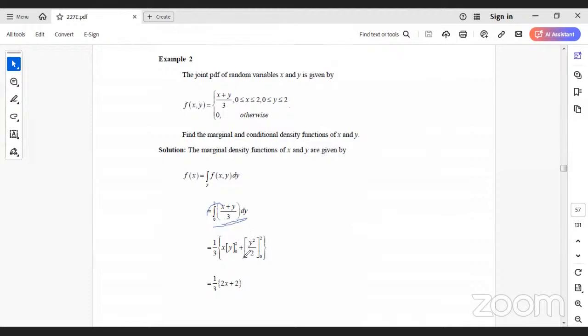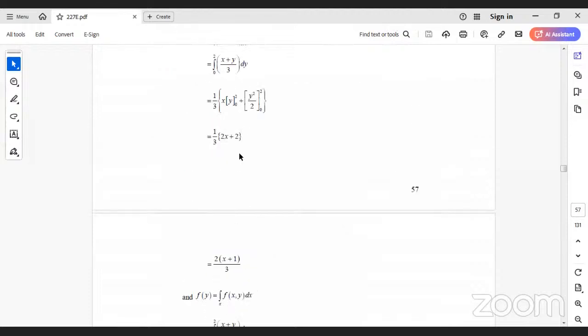x into y squared, whole power. So upper limit and lower limit are 0 and 2. Therefore, applying 0, that is 2x. So this is 0, this is 2x plus 2. This is 4y; 2 into 4y by 2, that means 2. So 1/3 (2x + 2). Here the output has come.